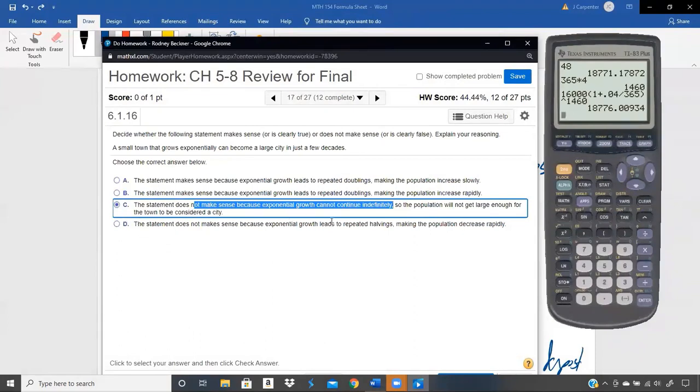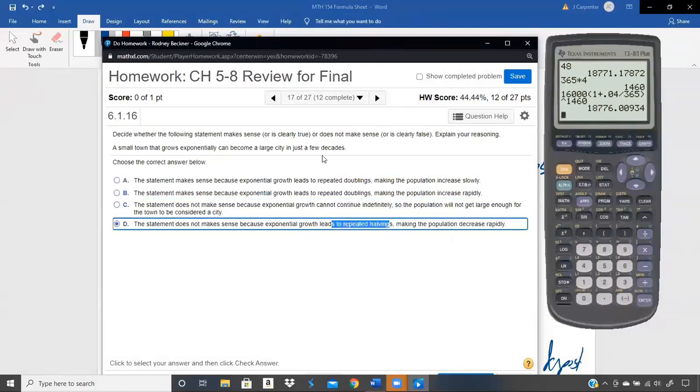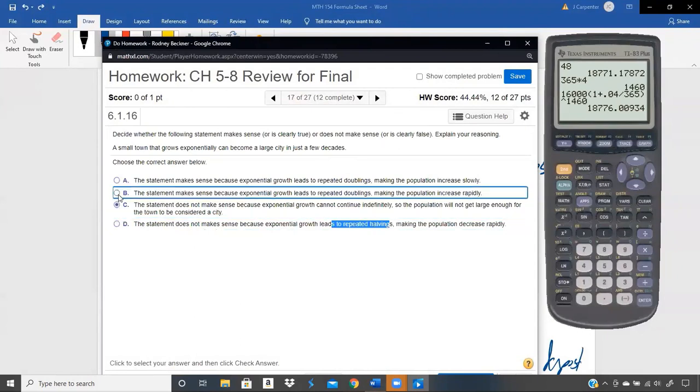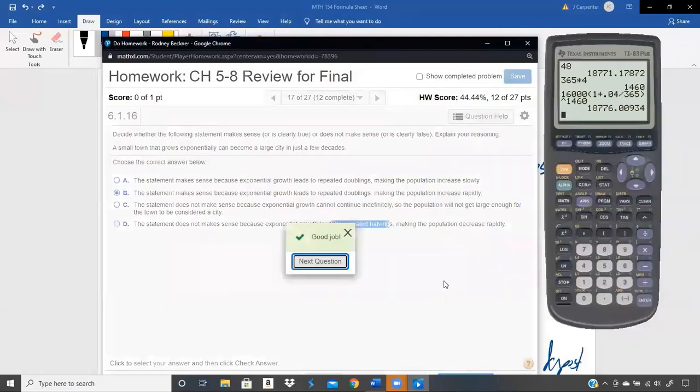D: The statement does not make sense because exponential growth leads to repeated halvings. Complete trash. Exponential growth leads to repeated doublings. Exponential decay causes halves. We did skip that guided activity, but I did at least talk about the basic idea. So it's definitely not D, it's definitely not A, we're between B and C. I don't like that part of C necessarily. I know what the answer is, so am I leading you right or wrong? The basic idea here is B, and it is.